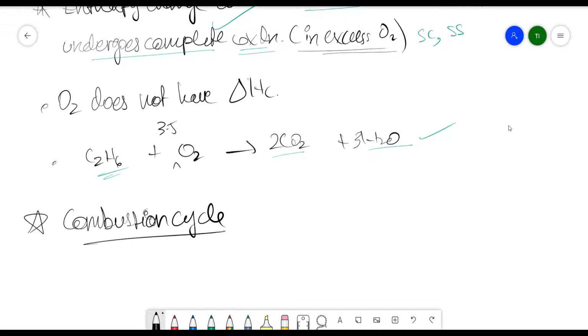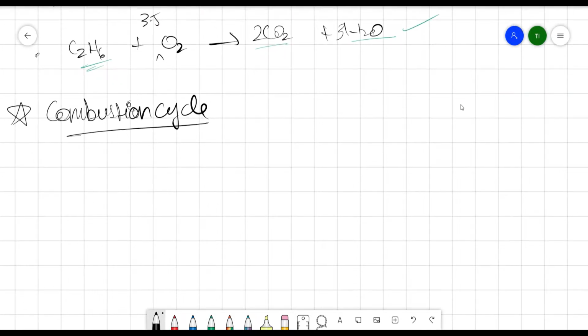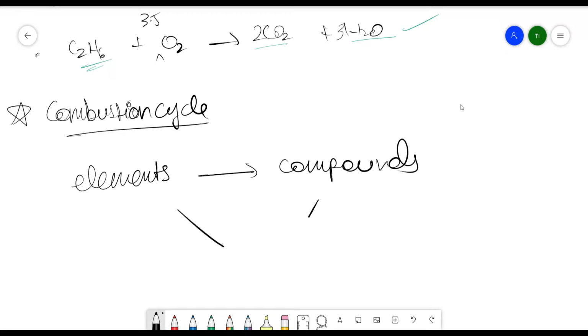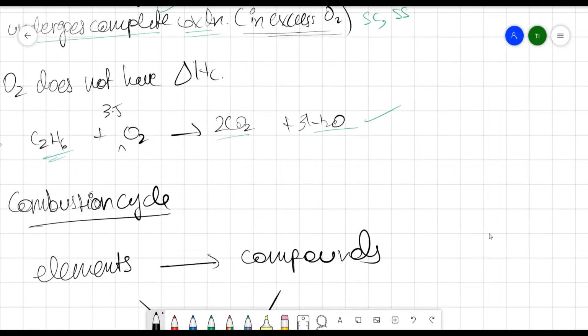And unlike the formation cycle, the combustion cycle I treat slightly differently. It's a bit different: elements, compounds, and then combustion products. This is a bit more confusing, so let's just take the above example, right?